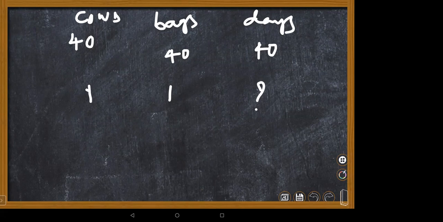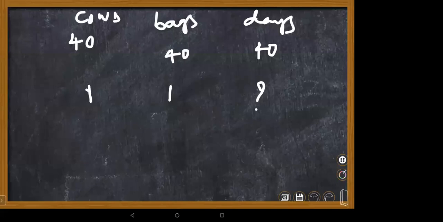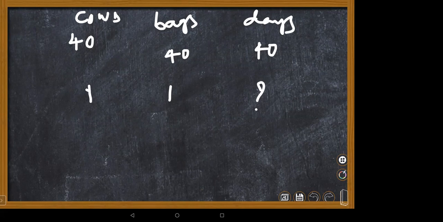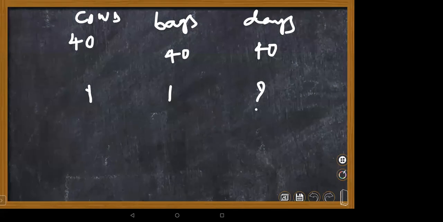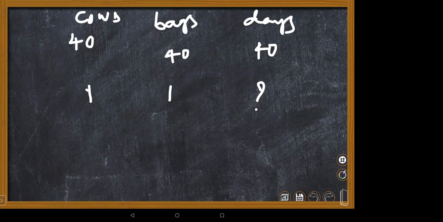It is like 1 into 40 into x is equal to 40 into 1 into 40. X is equal to 40. I'm getting the answer as 40, ma'am. You're getting the answer as 40, that's wrong. Someone said 1 by 40. That's not one day. So you're supposed to find out.